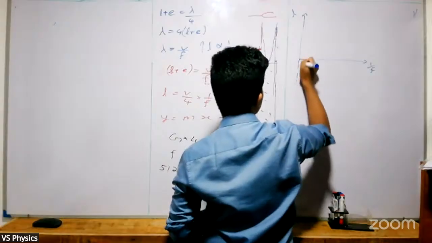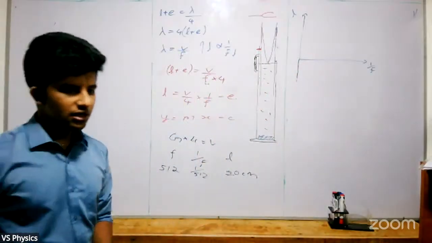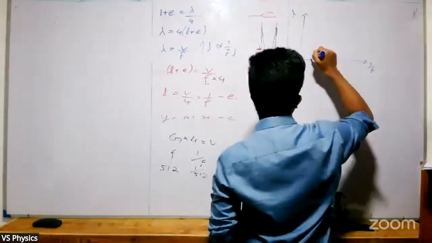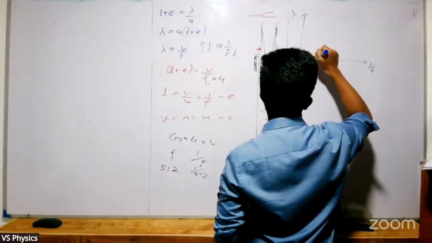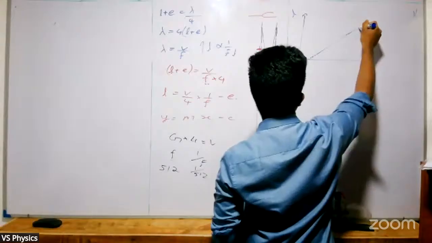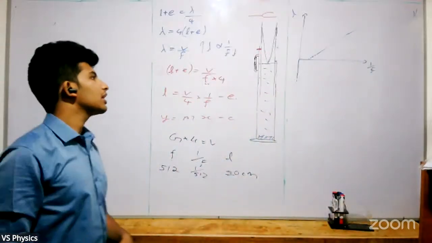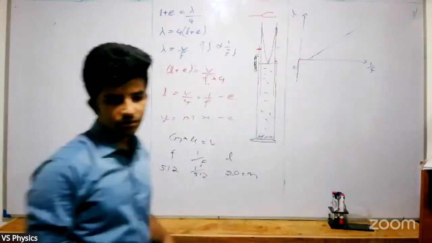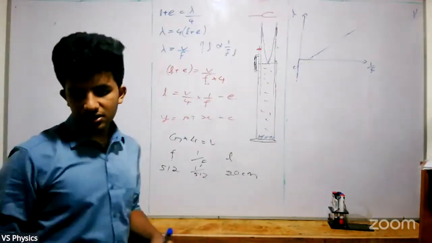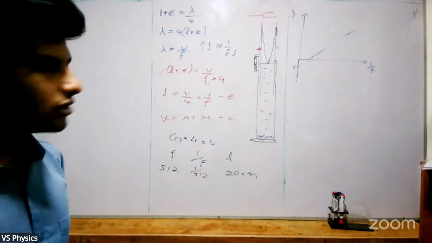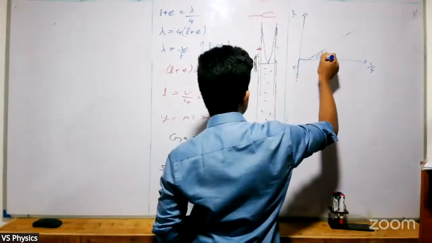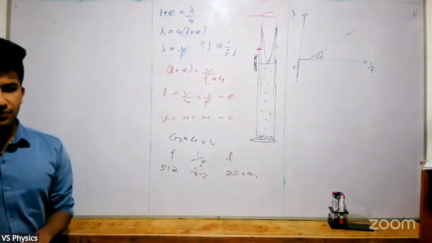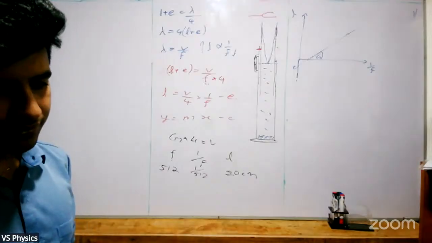There is an issue here, the graph comes this way. Using L and 1 over F, we get this graph. The point where it joins here is E. Do you have any doubts? You find the gradient, which is tan theta, and then gradient times 4 gives you the velocity. Do you have any questions?